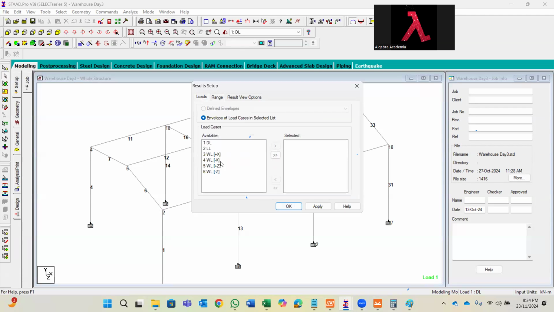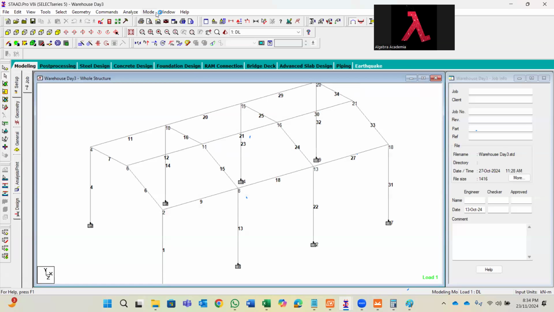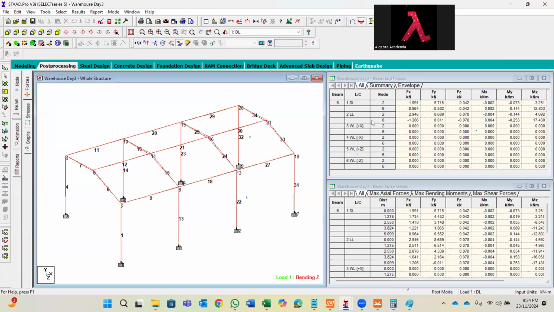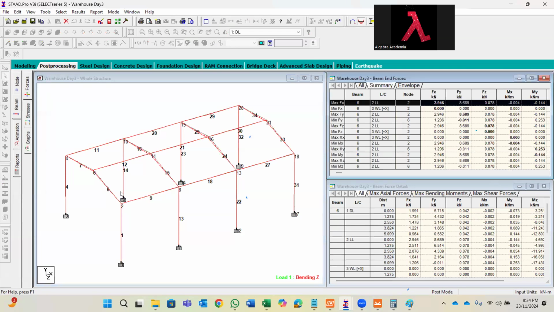Of course, I mean, someone did the ultimate combination in the class. However, I'll take all the cases. Okay. Then go to the model post processing, beam forces summary. Okay, what is it? Number 2, right? Okay.